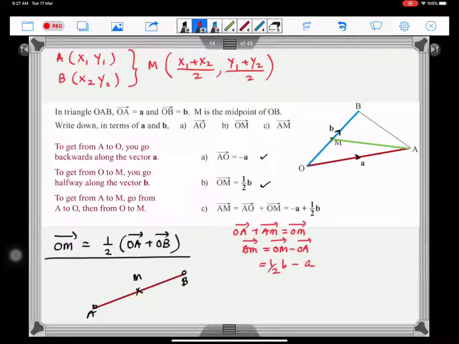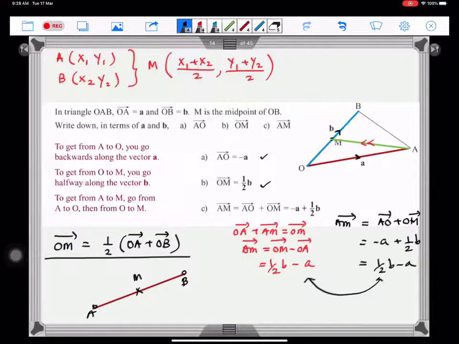The other approach is just take the direction like I was doing in the previous questions. You can write AM is simply AO plus OM. AO is the answer of the first part, which is minus A, and OM is half B. So this is half B minus A. Of course, both answers are the same. Have a look.